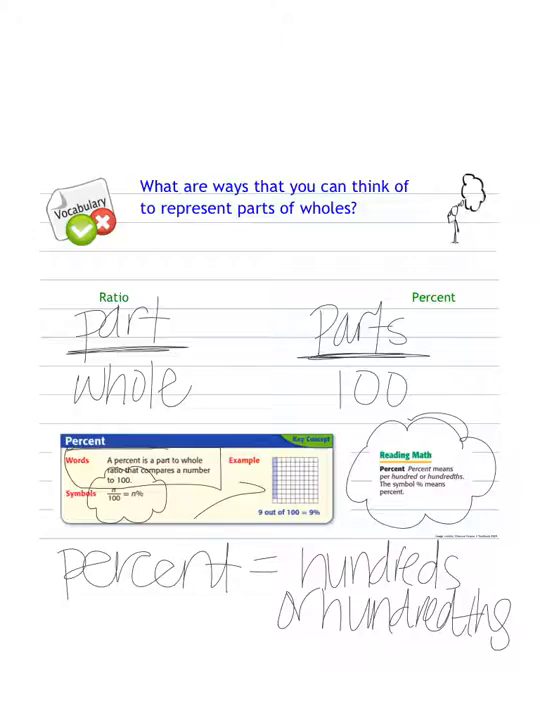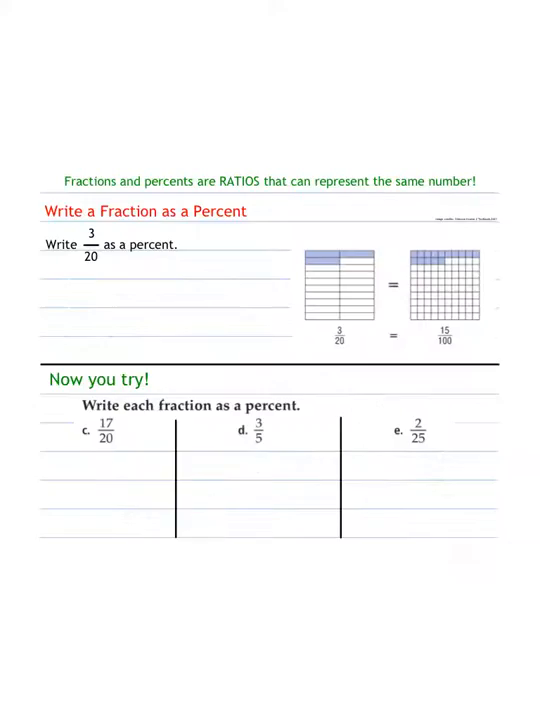And we can see a model here. 9 squares are shaded in out of 100. So 9% of the squares are shaded in. Okay, fractions and percents are ratios that can represent the same number. So just like fractions being written as a decimal, we can write fractions also as a percent.